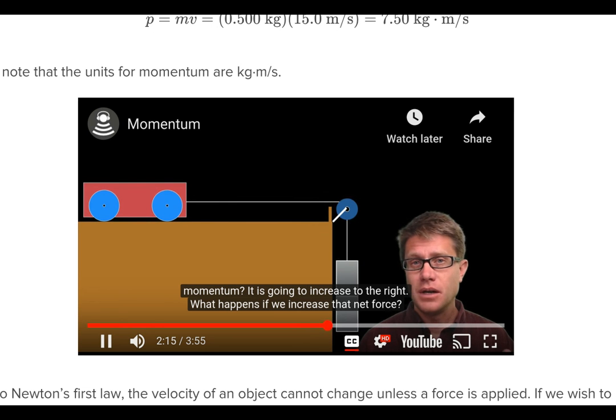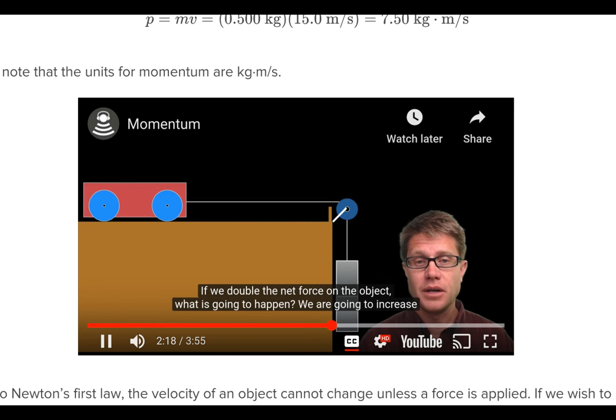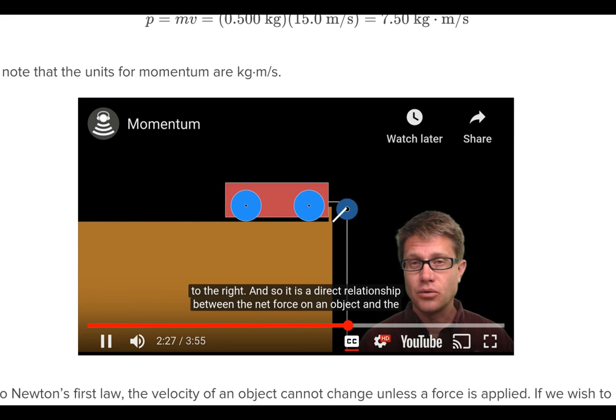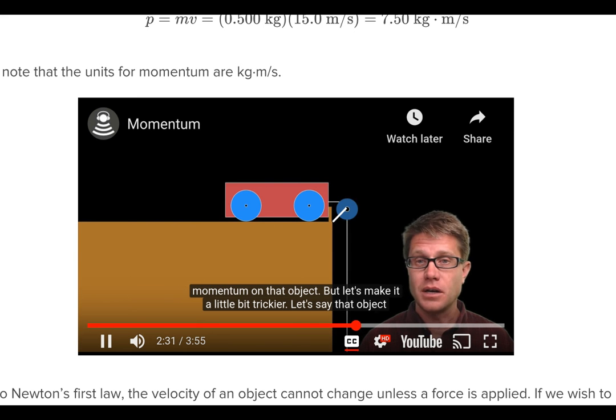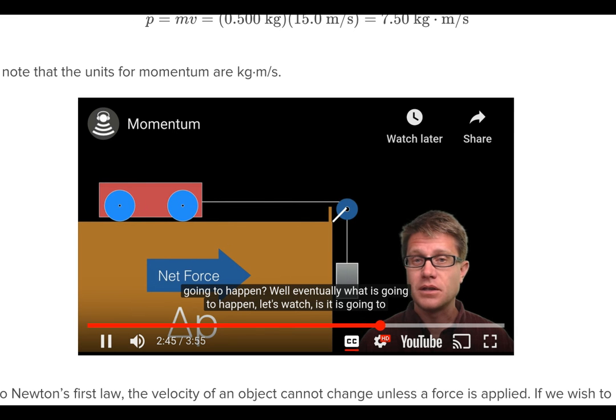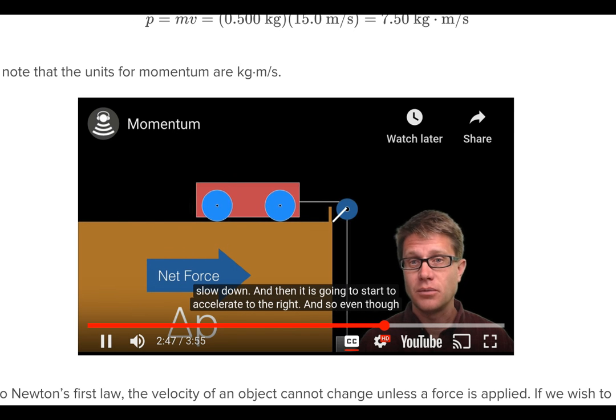What happens if we increase that net force? If we double the net force on the object, what's going to happen? We're going to increase the momentum more quickly. Let's say we triple it, we're going to see an increase in momentum to the right. And so it's a direct relationship between the net force on an object and the momentum of that object. But let's make it a little bit trickier. Let's say that object is moving now towards the left, but we're applying a net force to the right. What's going to happen? Well, eventually it's going to slow down, and then it's going to start to accelerate to the right.